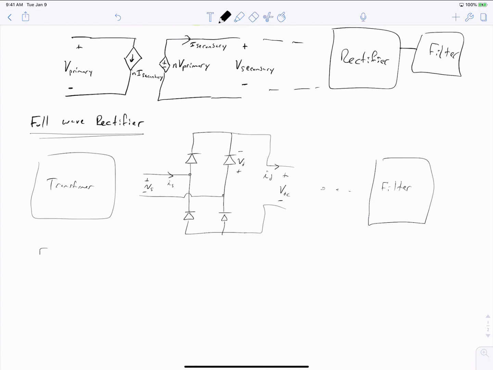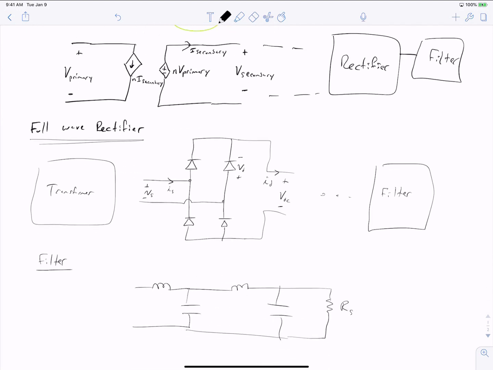Moving on to our filter. The filter can be composed of different elements. The simplest form is just a capacitor across the output. We can also talk about branches of LC filters, so inductors and capacitors. You can have many of these in series if you desire. And with each stage you add another order of effectiveness to the filter, so another order of purity for your output DC voltage. And finally, in our case, we're going to initially consider the load to be just a simple resistor. Okay, so we've talked about our transformer, our full wave rectifier, and our filter.